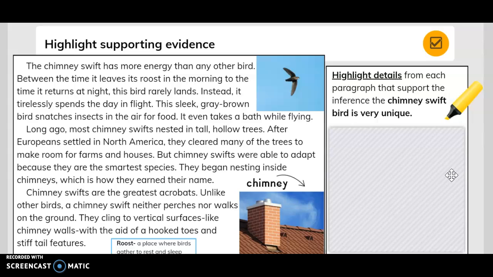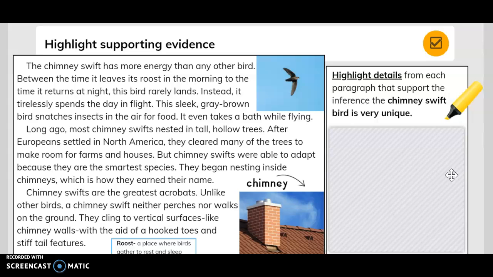Long ago, most chimney swifts nested in tall, hollow trees. After Europeans settled in North America, they cleared many of the trees to make room for farms and houses. But chimney swifts were able to adapt because they are the smartest species. They began nesting inside chimneys, which is how they earned their name.